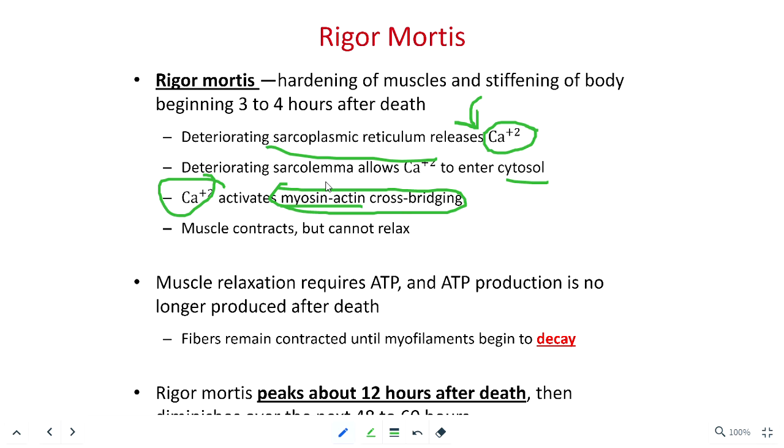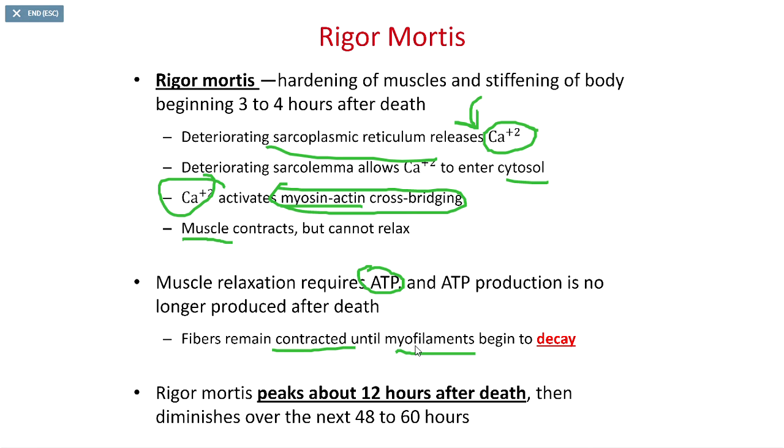So it's not so much that our muscles contract. It's mostly that our muscles have actin and myosin fused together, and we can't unfuse them because we're lacking that all-important ATP. And our fibers are going to remain fused until the myofilaments themselves start to decay.